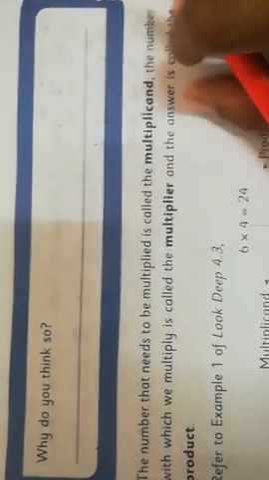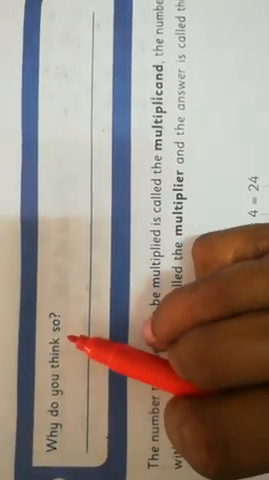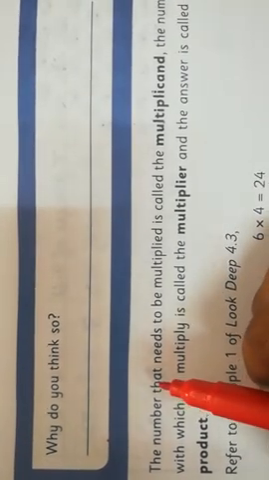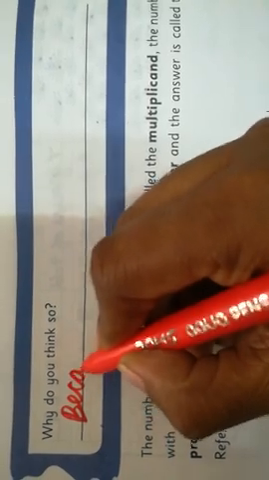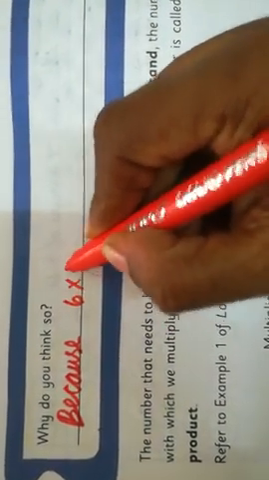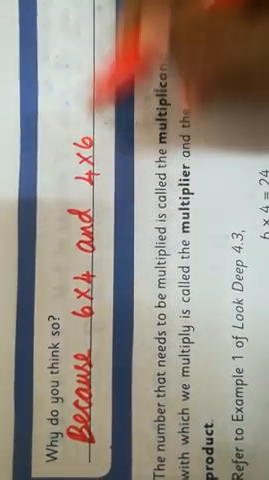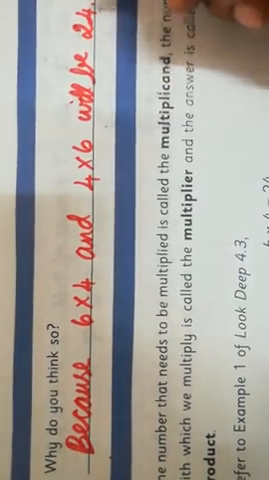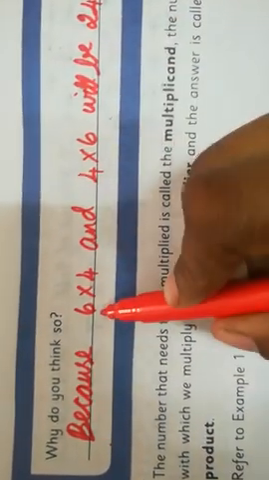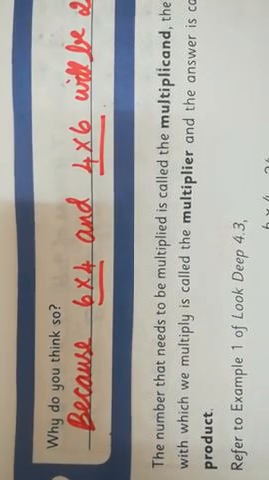Next, page number 92 in your studio book, children. Why do you think so? Why are you saying both products are the same? Because 6 into 4 and 4 into 6 will be 24. That's why we are saying that the product of 6 into 4 and 4 into 6 will be the same. This is the answer for this activity, children.